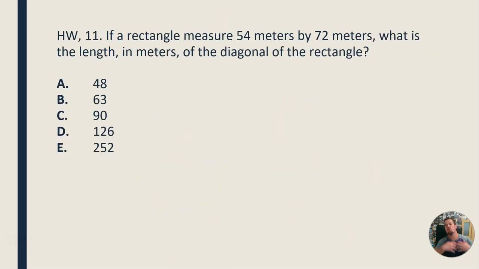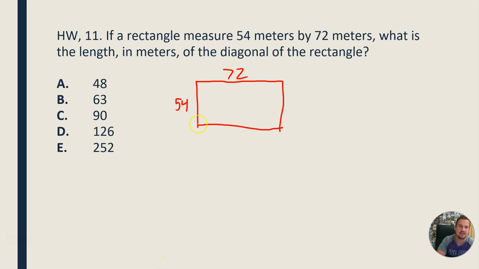Let's go ahead and do one off of the homework assignment if you're following along with me on a homework assignment. Number 11 on the homework assignment says, if a rectangle measures 54 meters by 72 meters, what is the length in meters of the diagonal of the rectangle? Okay, so I have a rectangle here. It measures 54 meters by 72 meters. What is the length in meters of the diagonal of the rectangle?